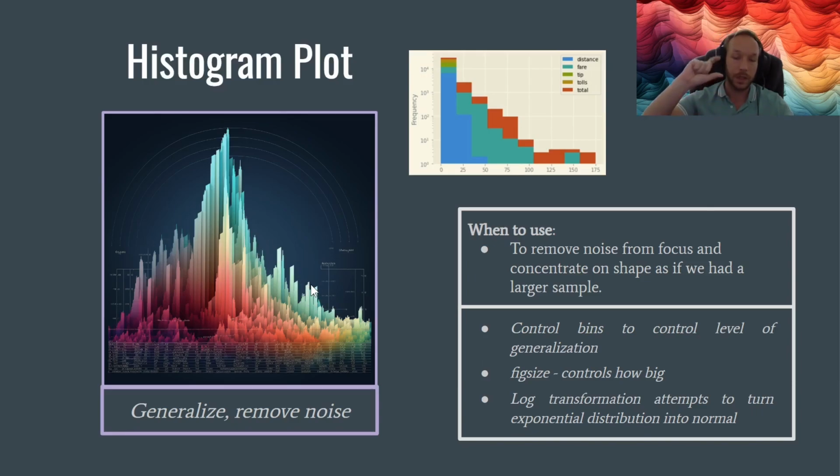And what it's doing is generalizing. It's going to really show us just the outline of the distribution. It's kind of like if you were to assume you had more data, what would the distribution look like? And so we'll generalize that.